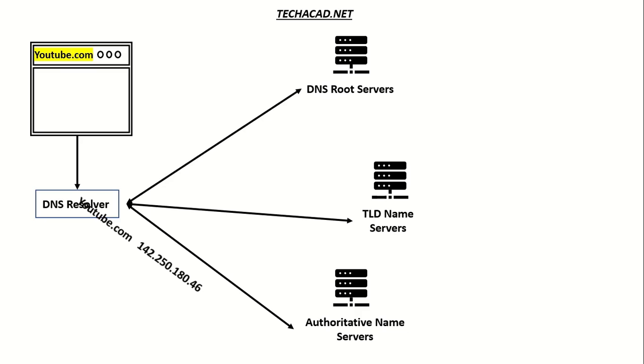Then the client will establish a TCP/IP three-way handshake with the YouTube server. It is worth noting that the DNS resolver maintains a copy of the queries in its local database, so that if another client asks for youtube.com or any other website, it will check for the query in its local database first, rather than going through this process again and again.